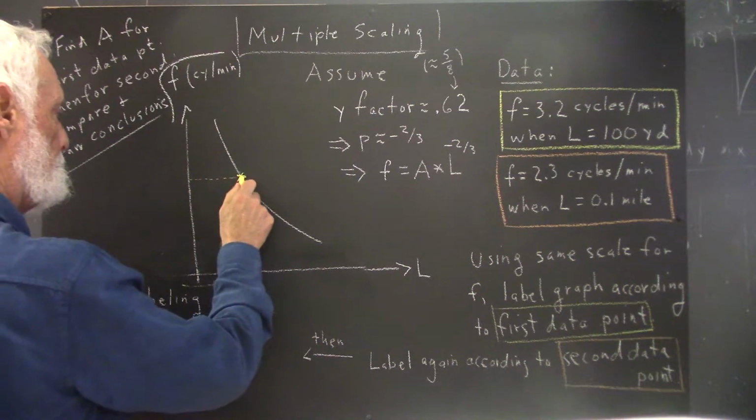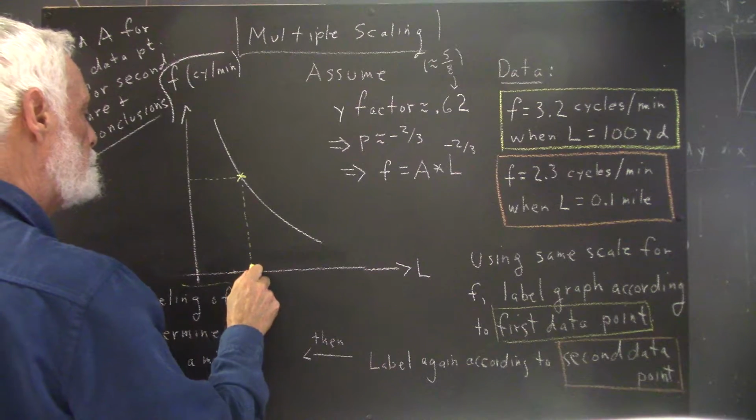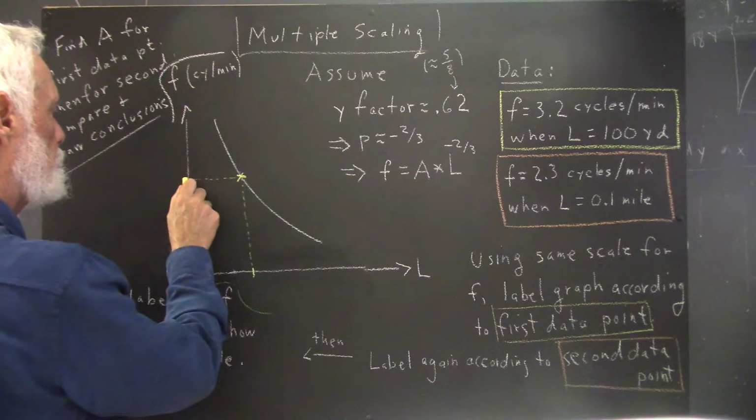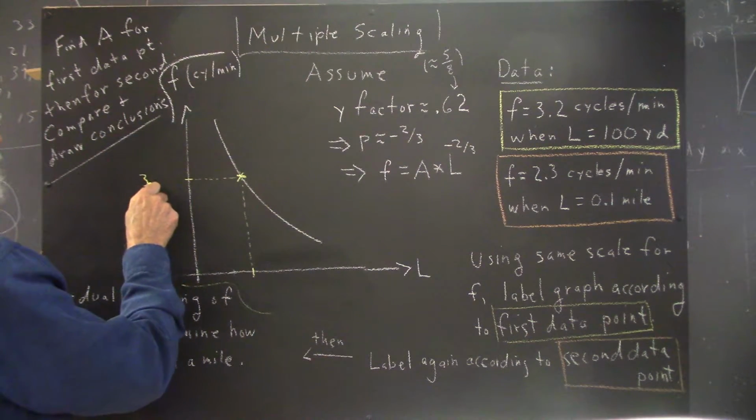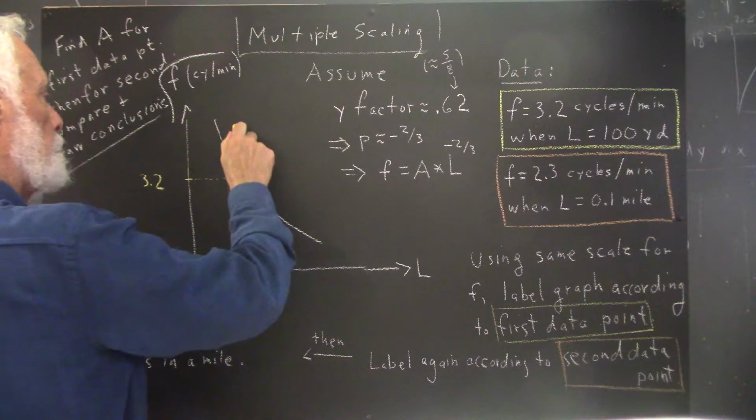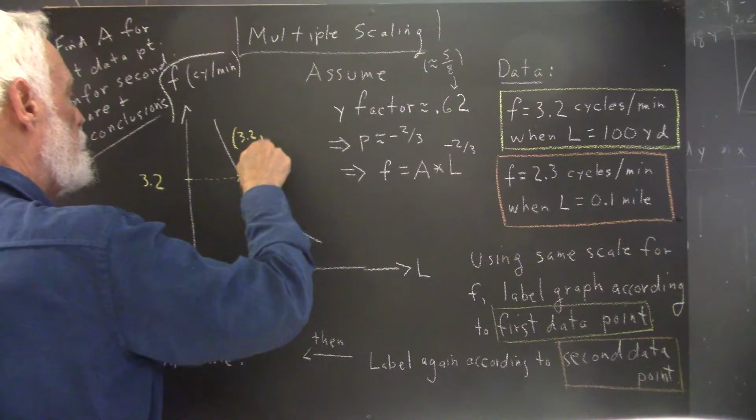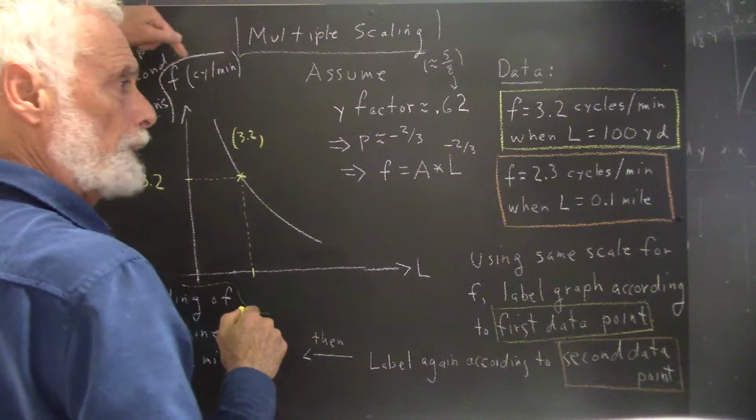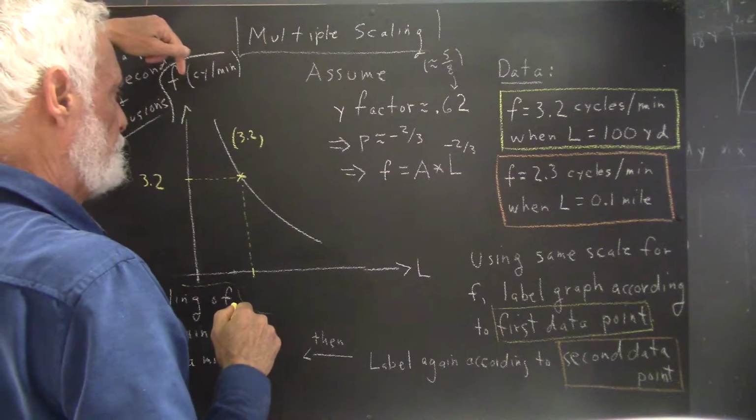because I don't want to leave you confused about what to do. This should be obvious, and you should already know to have done this. So this point is 3.2, and I don't put any units on it because I've already labeled the frequency.